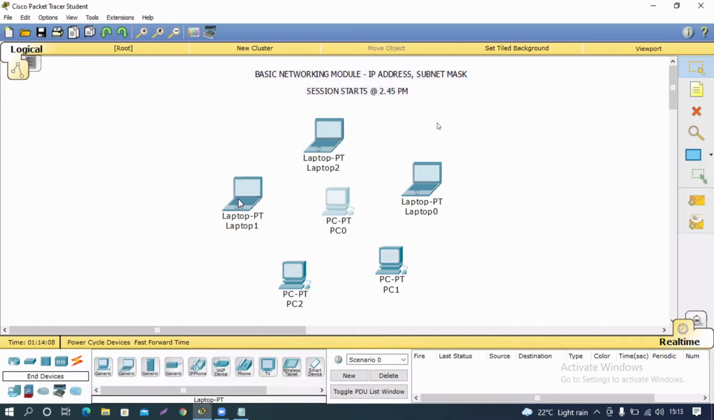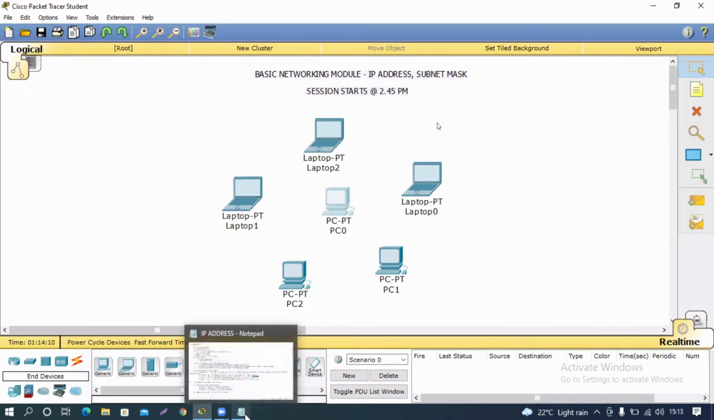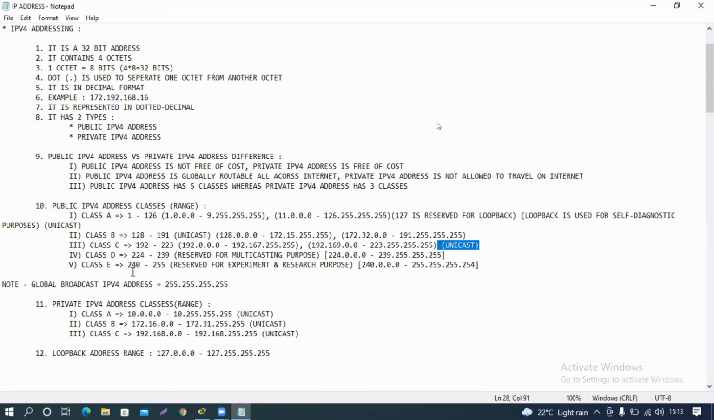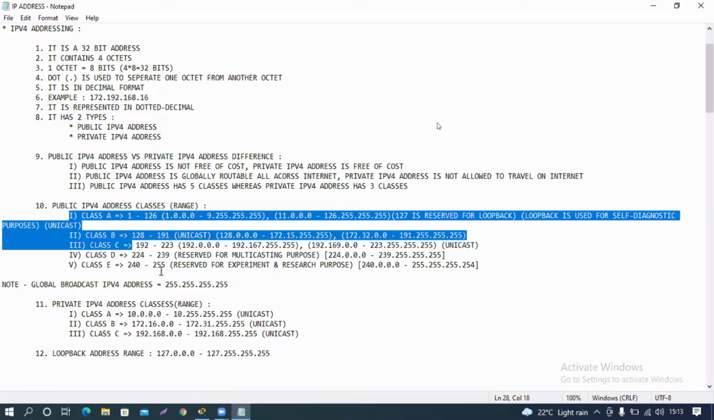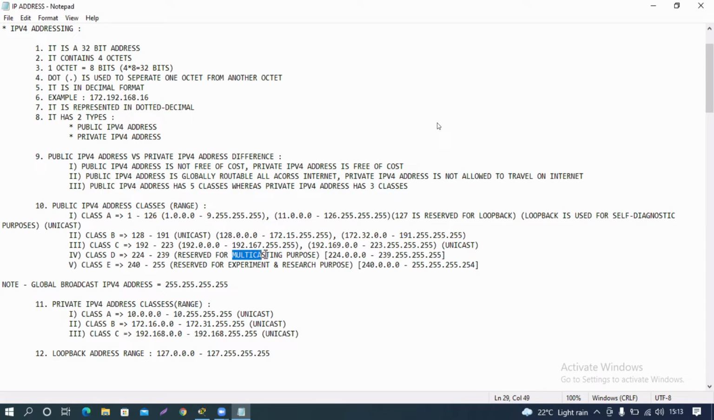So these are your IP addresses for unicast, class A, B, and C. Class D is used for what purpose? Multicasting purpose. Multicast means what? One to group. Not broadcasting, not the purpose. One to one group, one to many.